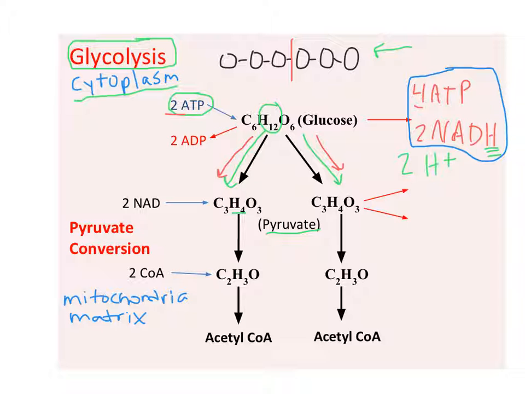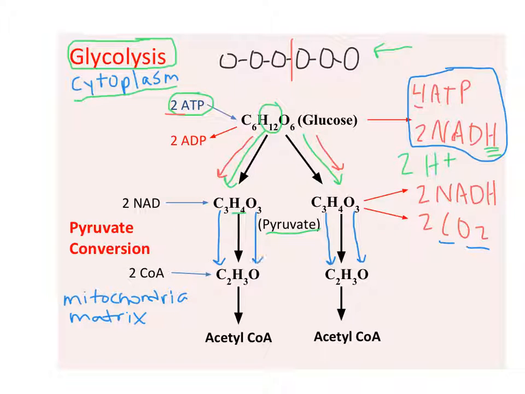Now for pyruvate conversion. In pyruvate conversion, we're going to get 2 more energy molecules of NADH. And this is also the time where 2 carbon dioxide molecules are released as a waste product. So you can see, when we lost these 2 CO2s, we lost 2 carbons, and that's why it went from C3 to C2, because we lost a carbon in each of those pyruvates. We also lost 2 oxygens per pyruvate. That's why it went from O3 to O, because we lost 2 oxygens when we made the CO2.